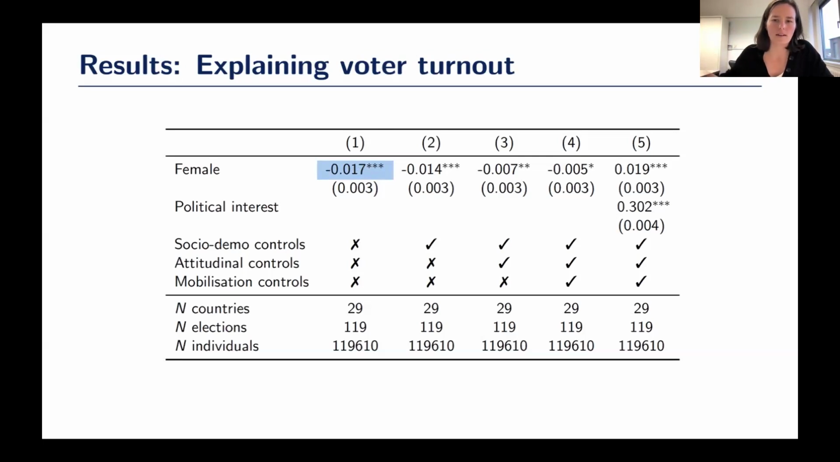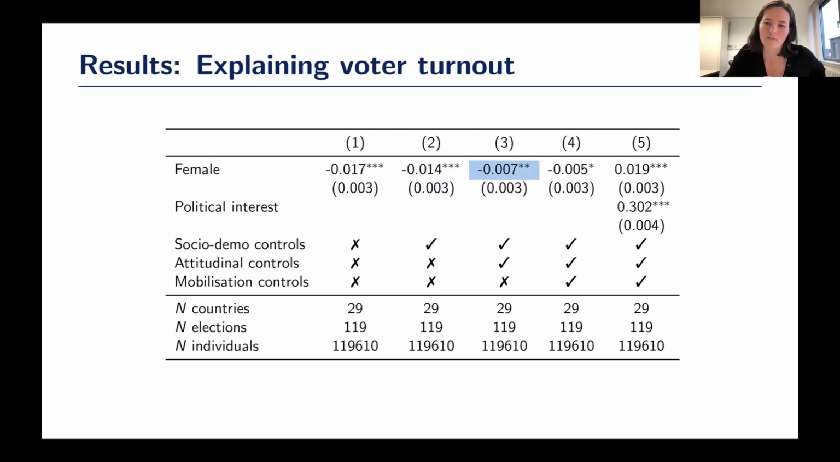In the next few models, we step by step add controls to see if we can explain away this difference in voter turnout. We start by adding a number of socio-demographic controls, which should account for some of the resource differences that there are between men and women. We account, for example, for employment status, for social class, as well as for levels of education. When we do so, the gender gap really doesn't move much. The coefficient is slightly reduced, but really socio-demographic variables do not seem to explain why women turn out to vote less than men.